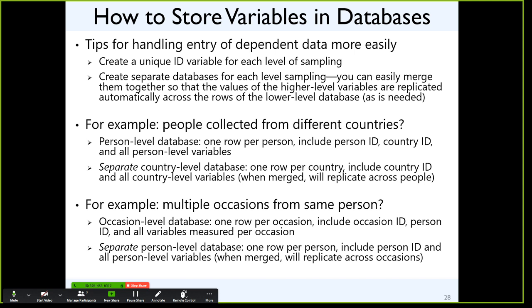It's a lot harder to try and think about what the lowest level of sampling is and then paste all the values that would be constant down. If you merge correctly, that will happen for you. So if this is something that you know you're going to have to tackle, let me know and I'd be happy to give you some resources on how to do that.